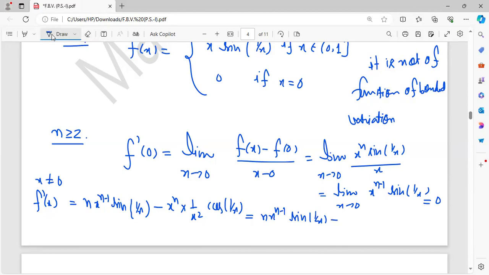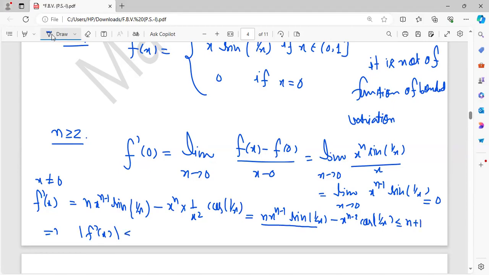So this is to the power n minus 2 cos 1 upon x. So what is the derivative? The derivative is bounded, because sine is bounded by 1, cos is bounded by 1, and x is from 0 to 1. So it is bounded by 1, because both are bounded by 1, and this is also bounded by 1.